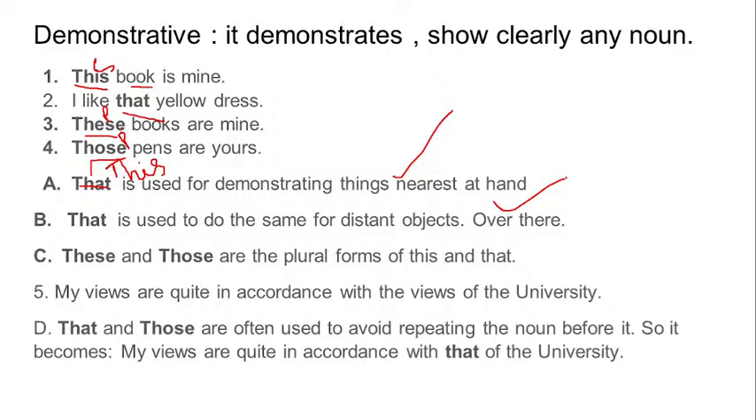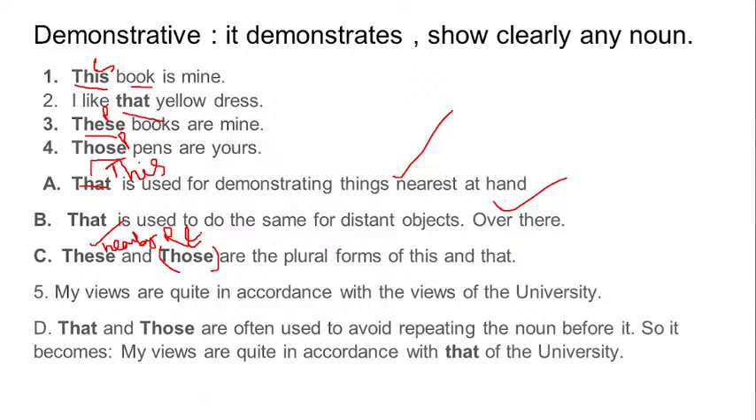These and those will be used for plural forms. The plural form of this is these, and the plural form of that is those. So those pens are yours. Similar to that, those will be used for distant objects which are not near me, and these will be used for nearby objects, which are near me and which are more than one, plural.